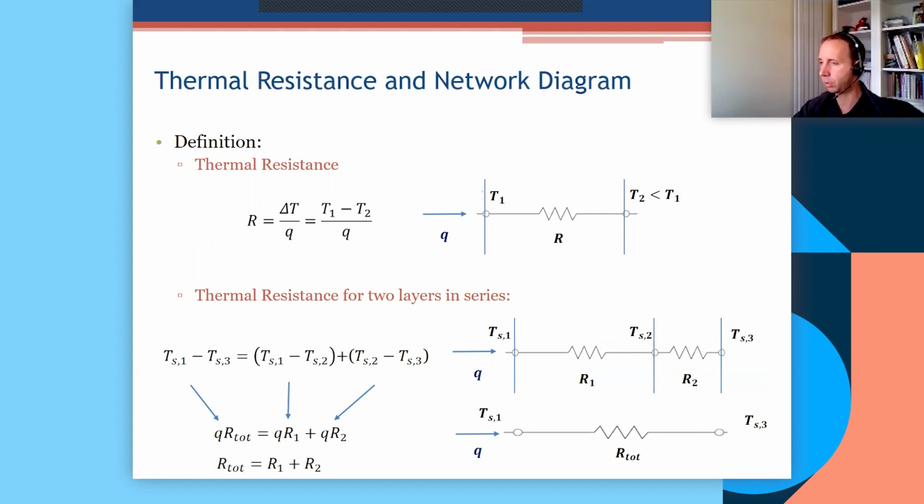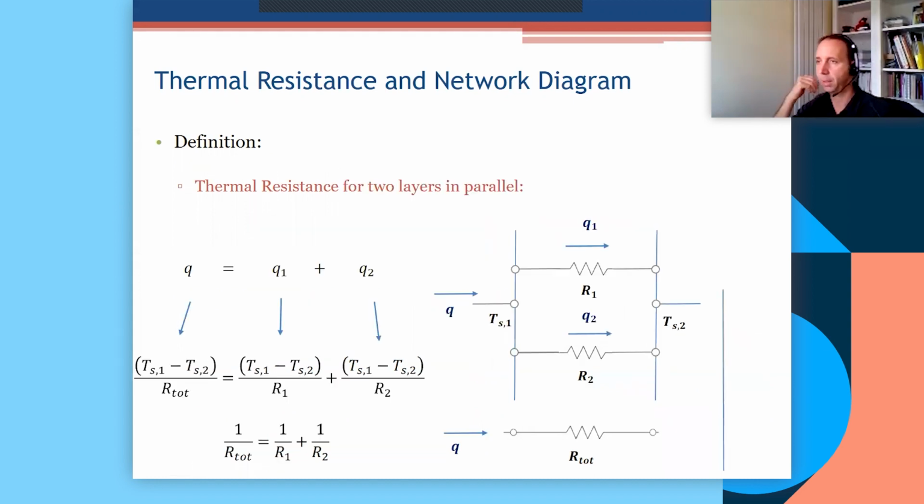It's just a definition. If you put two walls in series, the first one having a resistance R1, the second one a resistance R2, the resistance of the combined two layers is R1 plus R2. If you had three layers, it would be R1 plus R2 plus R3, and so on.